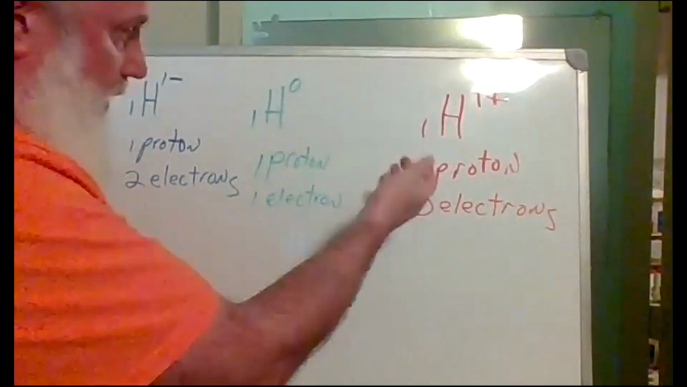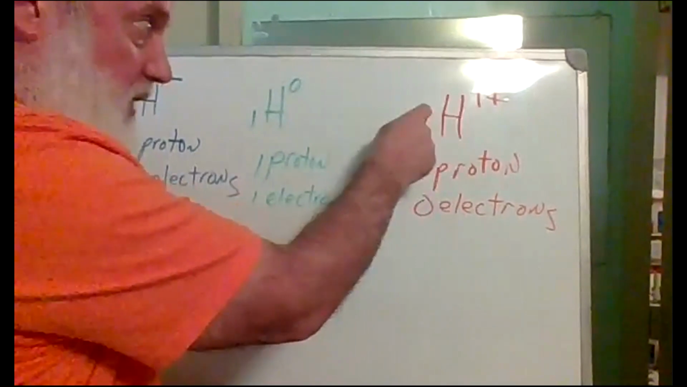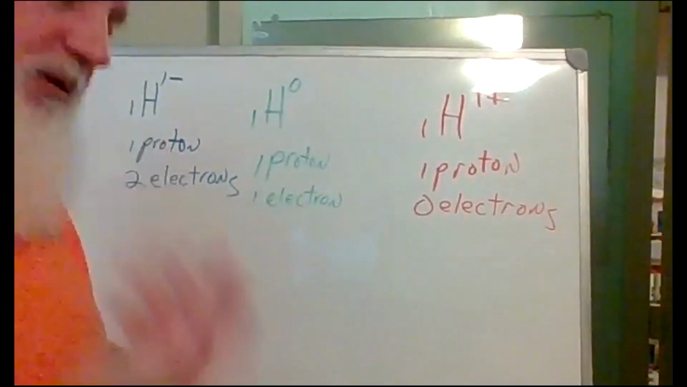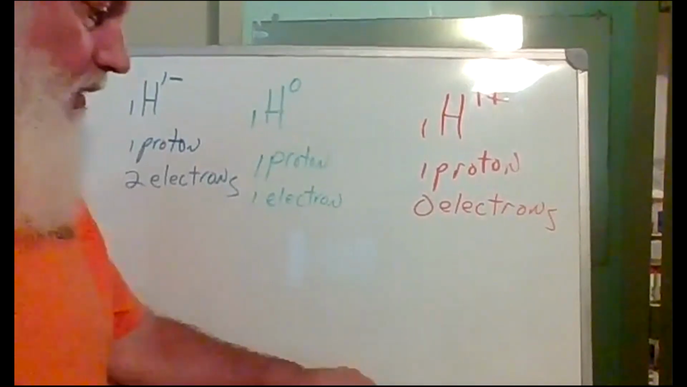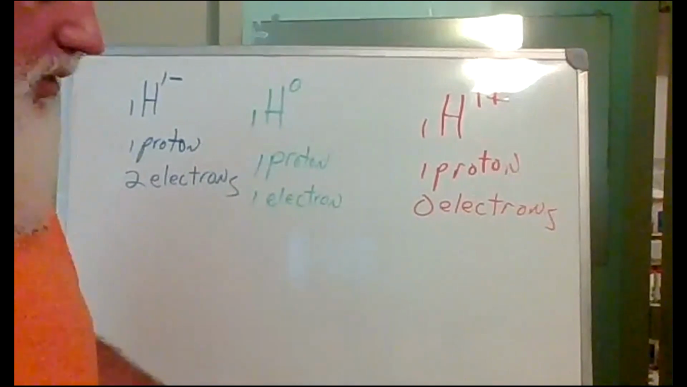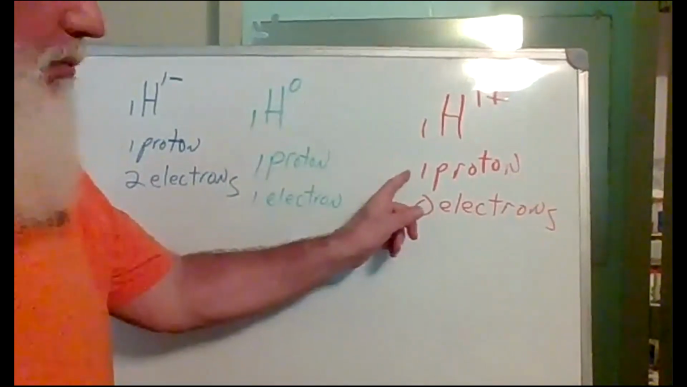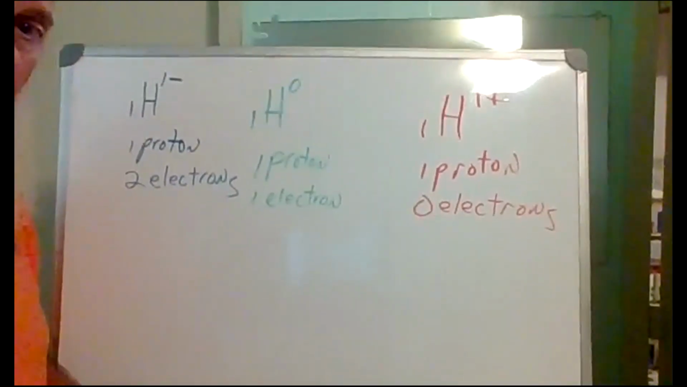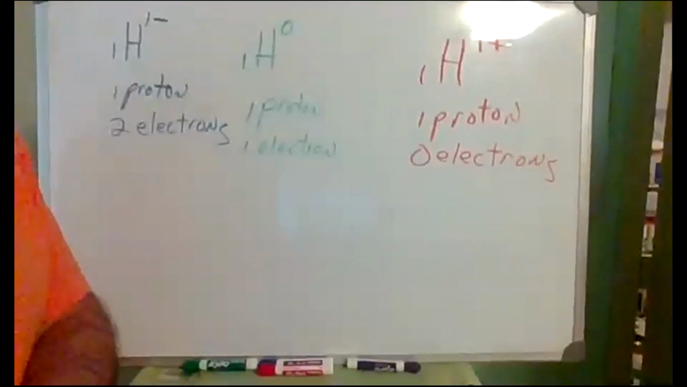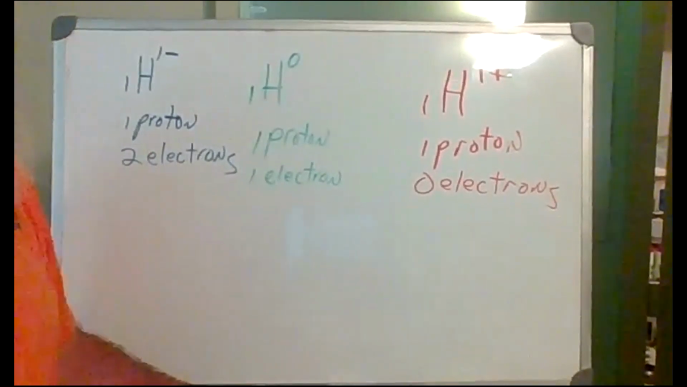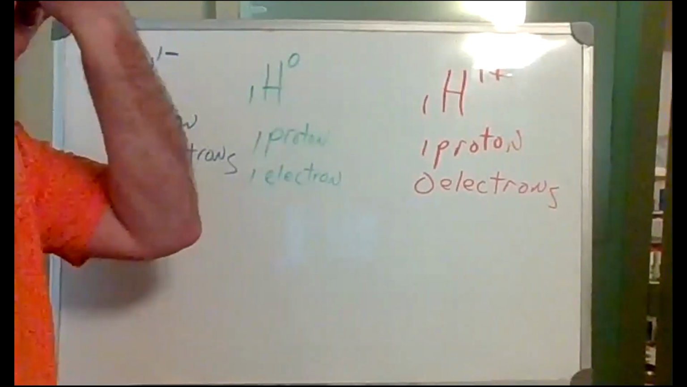But we say that because a single proton is the same as a hydrogen cation, we say the sun is fusing hydrogen nuclei into helium, right? Which is true. But remember that hydrogen cation is nothing more than a single proton. Okay, any questions there? Again, hydrogen is the only one that does this.